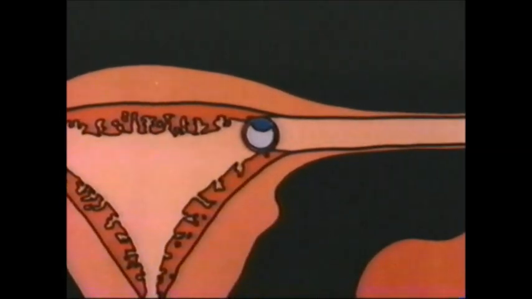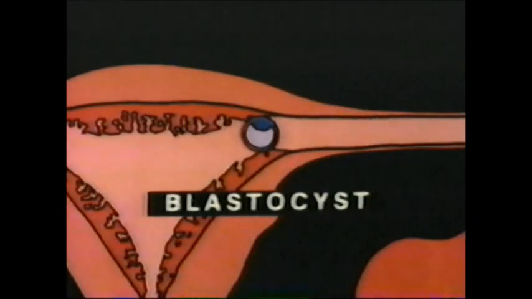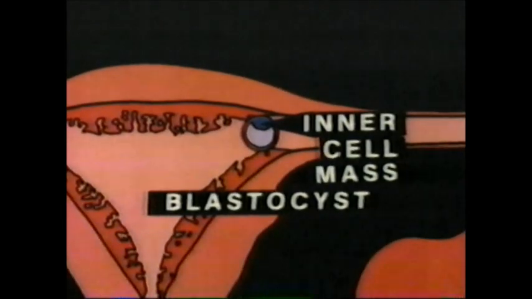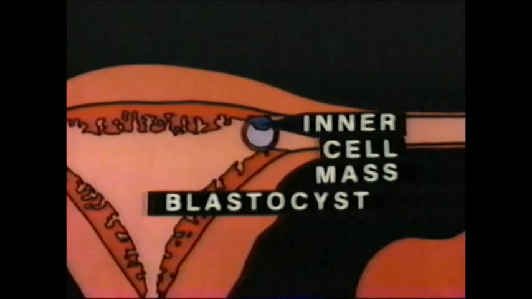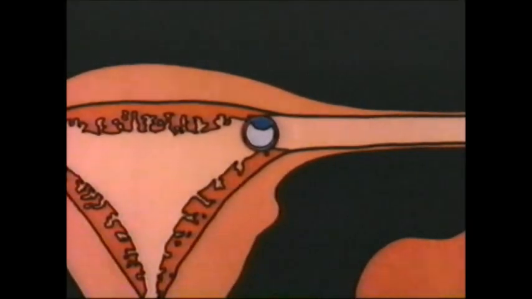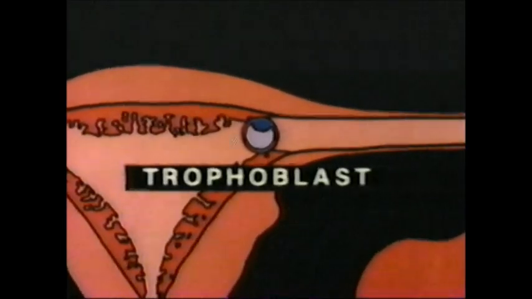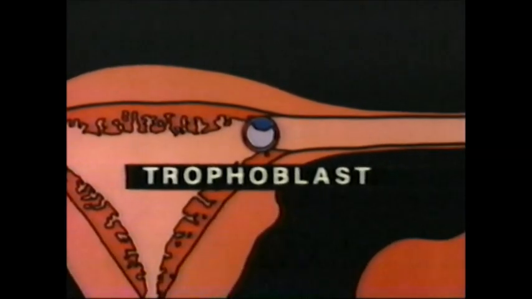The hollow sphere is now called a blastocyst. A mass of cells accumulates at one edge. This pile of cells forms the inner cell mass, and it is from these cells that the human body will form. The remainder of the sphere, the trophoblast, will form the embryonic component of the placenta.